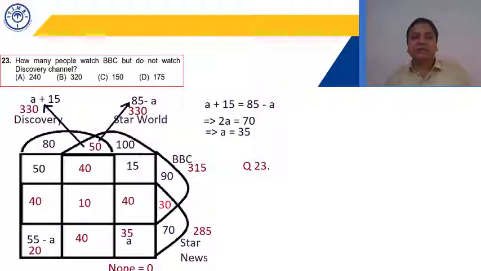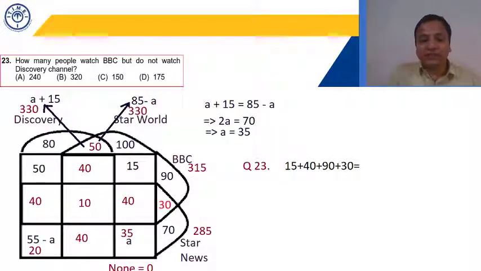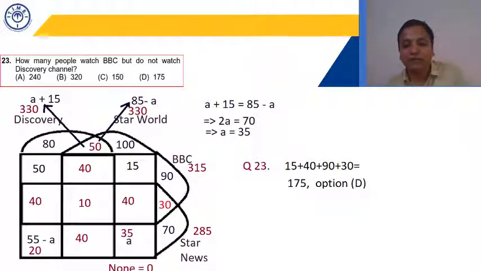How many people watch BBC but do not watch Discovery Channel? Now people watch BBC, but they should not come under Discovery Channel. So what comes in? 15 plus 40 plus 30 plus 90. So 90 plus 30 is 120, plus 40 is 160, plus 15 is 175, which is given as option D. BBC but not Discovery Channel. So we cannot go outside BBC, and we cannot come into Discovery. So the values are 4 regions: 15, 40, 30 and 90.